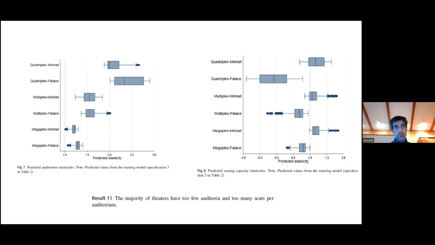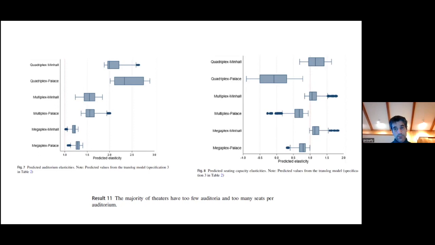And we find that the vast majority, basically only the megaplex, right? For the megaplex, it's closer to one. So only the megaplex have the right number of auditoria. All the other theaters should basically take their auditoria, split them in half, or something along these lines. Take the same capacity and have more auditoria, but smaller ones.